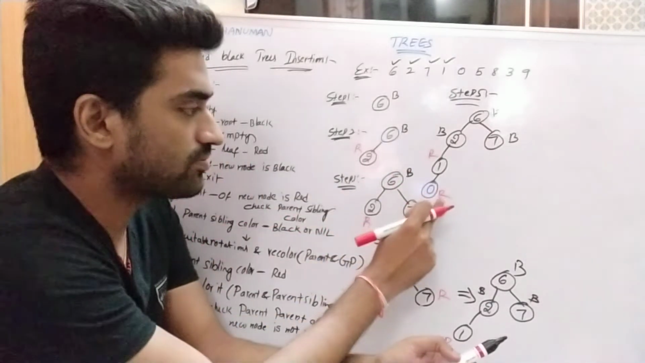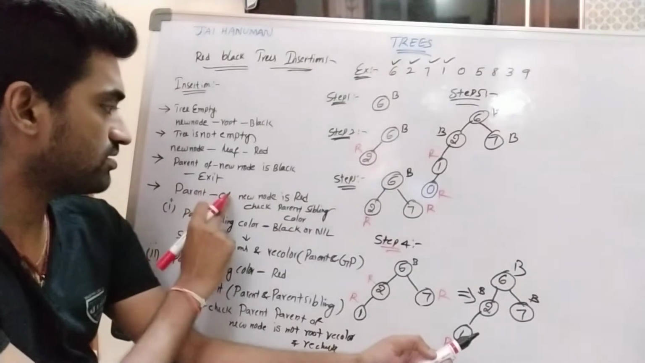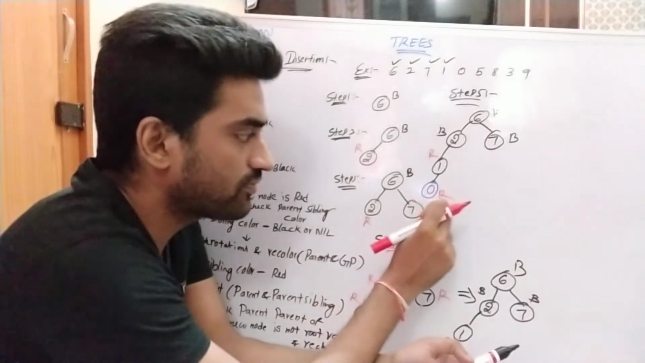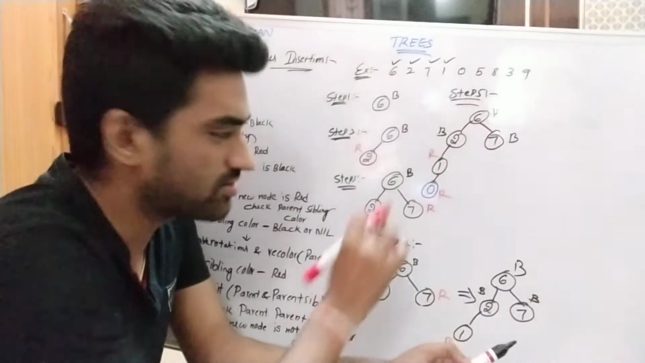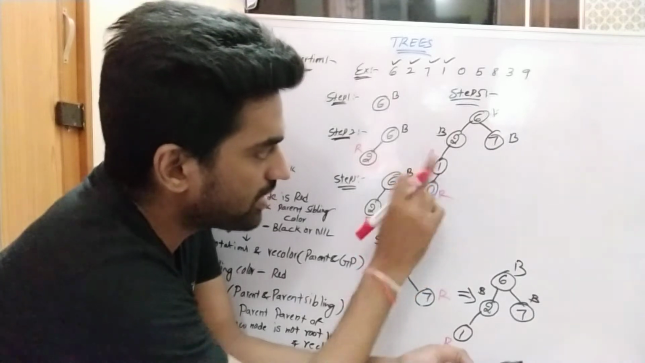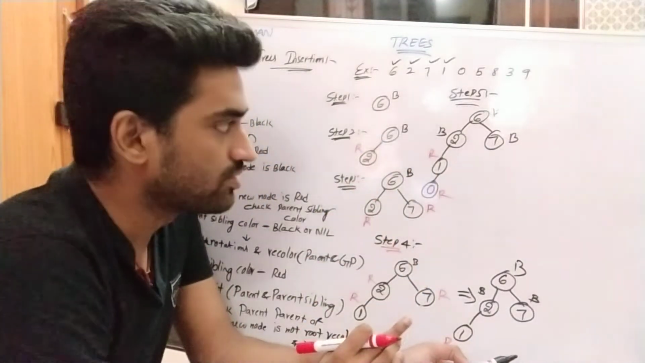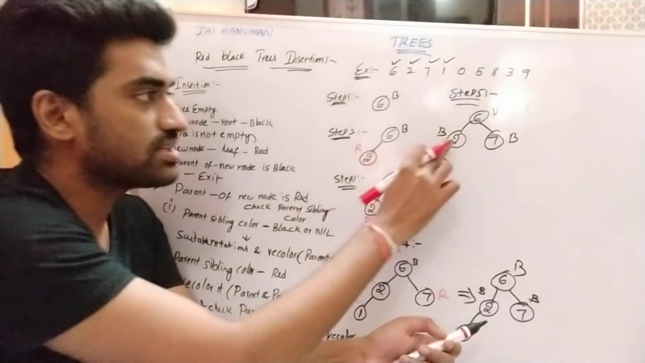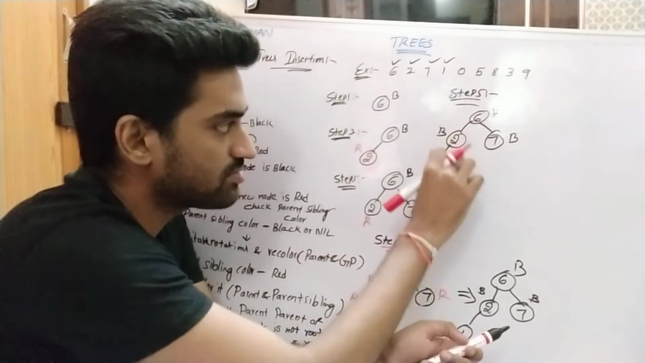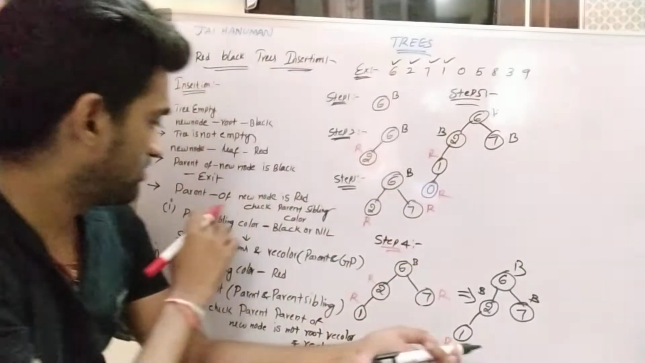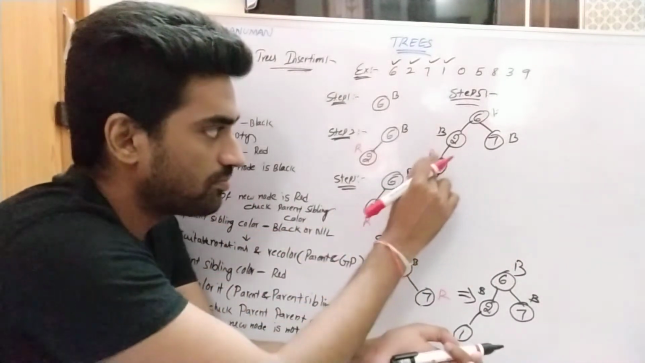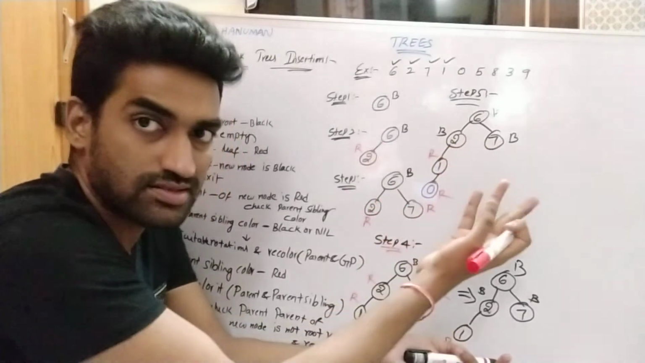So here, the third step: the parent of the new node is red. So an RR conflict has occurred. Here I am checking that the new node's parent is red, so in such cases we check the color of the parent's sibling, right? So what is the sibling? This is the sibling, but the sibling is null. So here the parent sibling color is black or nil.